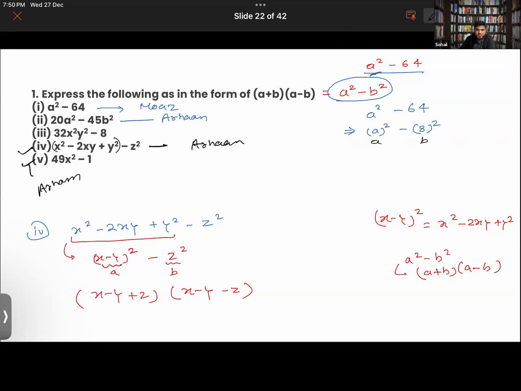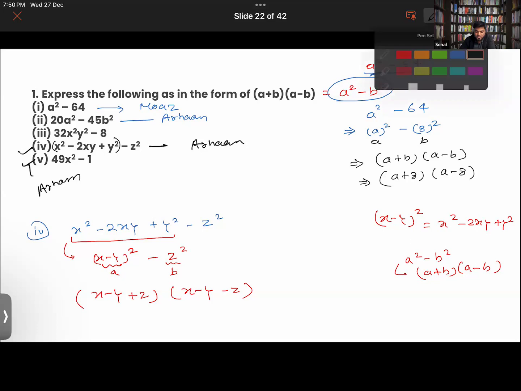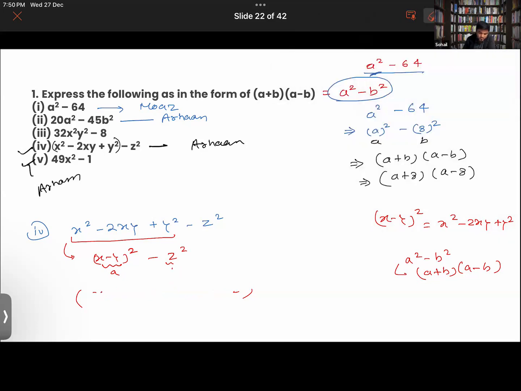Getting it now? So further you can expand it and write it as (a plus b) times (a minus b), right? So for this question it is going to be (a plus 8) times (a minus 8). Everyone got this or not? Yes, sir. Okay, then I got my answer.